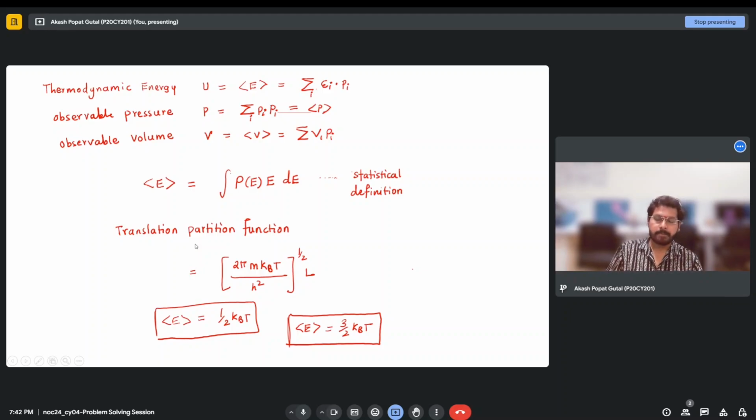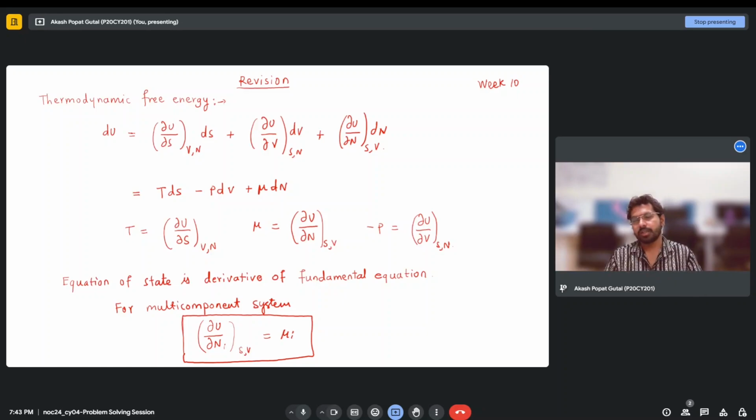We also defined the translational partition function. It's (2 pi m k_B T by h squared) raised to 1 by 2 for one dimension. For three dimensions, it is 3 by 2. And similarly, we defined the average translational energy as 1 by 2 k_B T, and in three dimensions it is 3 by 2 k_B T, which we had seen somewhere in the kinetic theory of gases.